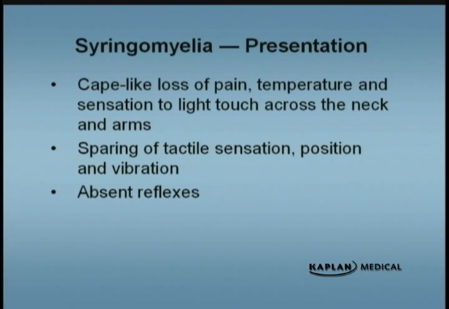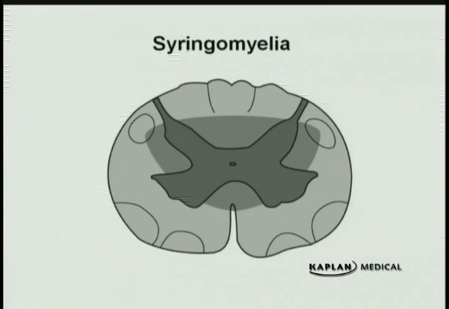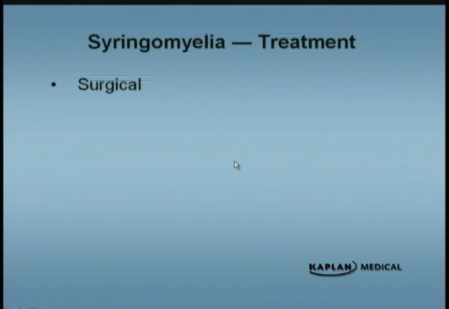Now, syringomyelia is trying to say here that the center of the cord is becoming damaged. So if we look at this picture here, we say the center of the cord is being damaged. This is where the pain and temperature fibers are crossing. This is where position and vibratory sense is. Position and vibratory, this stays intact. This is pain and temperature. This is position and vibratory. Syringomyelia, pain and temperature in a cape-like distribution, get me an MRI and do surgery.